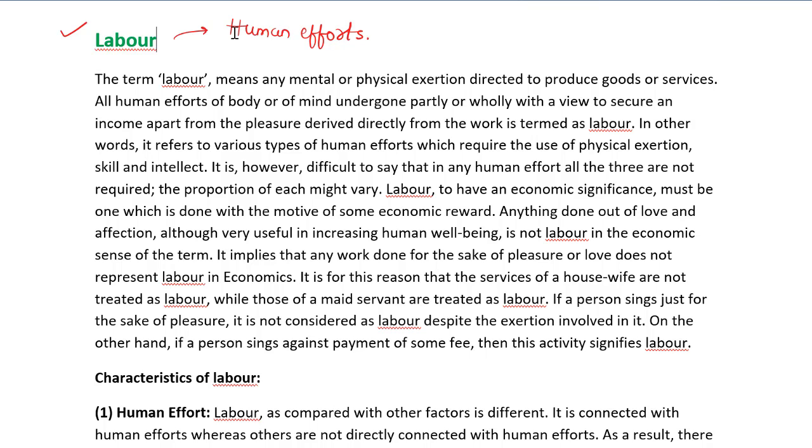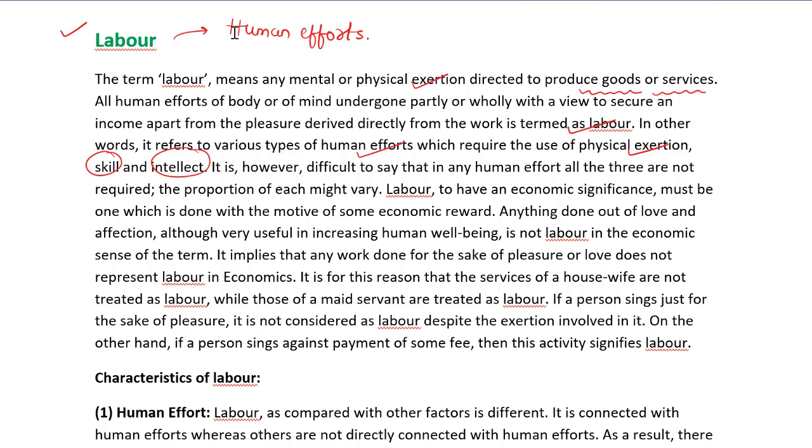Human efforts. The term labor means any mental or physical exertion directed to production of what? Either goods or services. All human efforts of body or of mind undergone, partly or wholly, with a view to secure an income apart from the pleasure derived directly from the work is termed as labor. In other words, it refers to various types of human efforts which require the use of physical exertion, physical power, skills, intellectual skills.